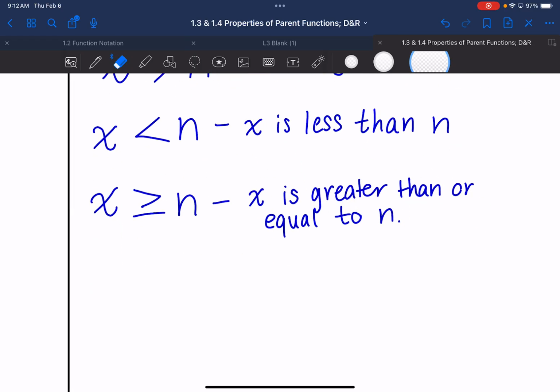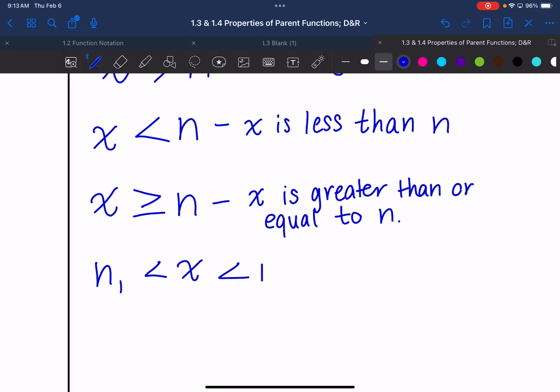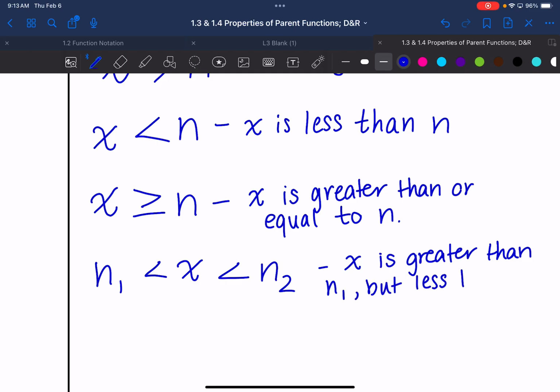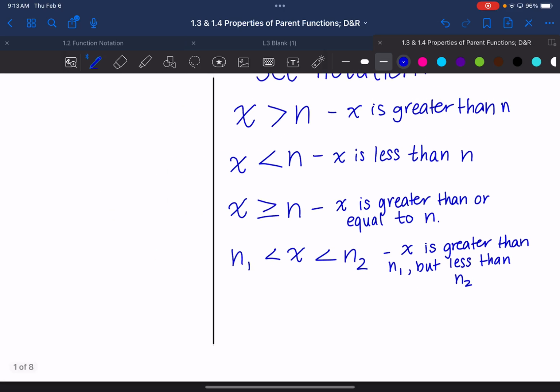If I've got some sandwiching going on, for example like this, with n1 for one number and n2 for another number, x is sandwiched in. That just means x is greater than the first number, because we usually go from least to greatest, or most negative to most positive. It's greater than n1, but less than n2. So it's in between those values.